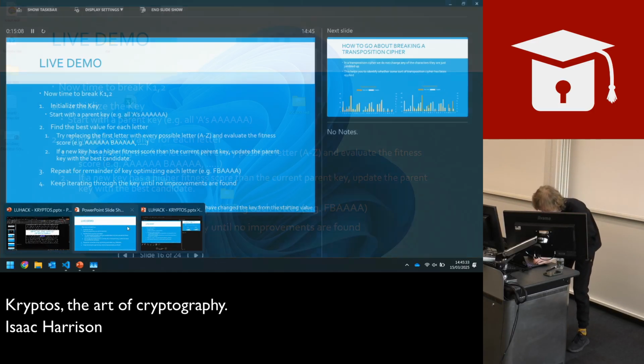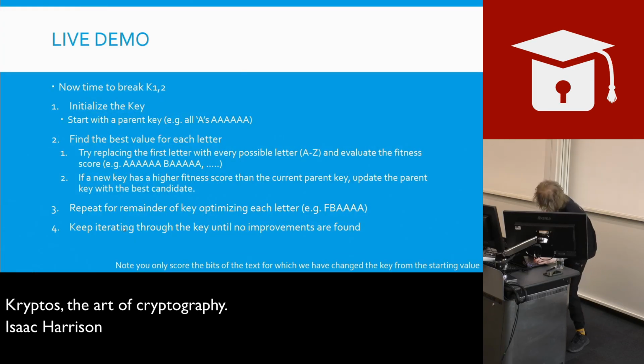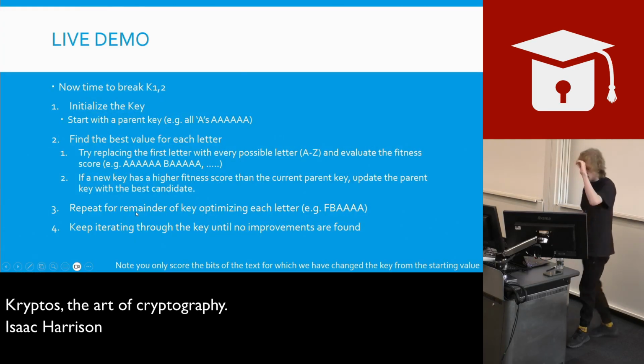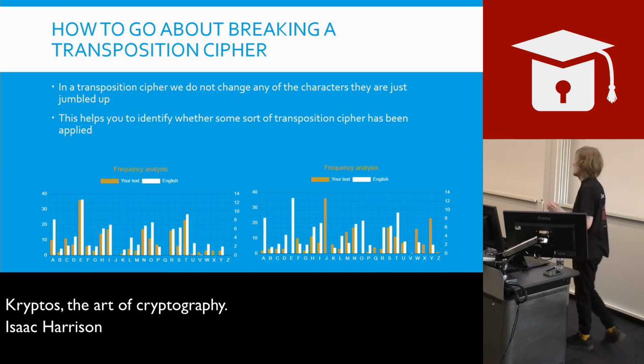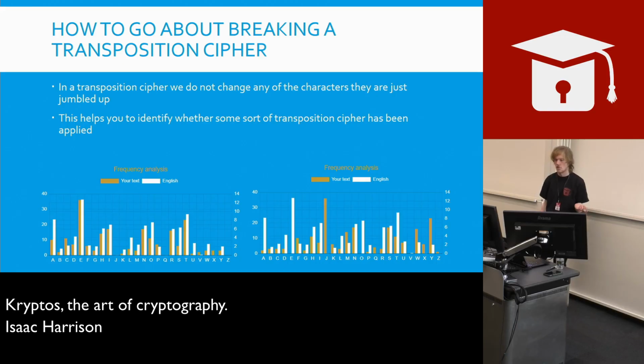I need to go back to my PowerPoint now. There, cool. K3 is a different kind of cipher. K3 is what we call a transposition cipher. So actually, we're not going to change any of the letters anywhere in the text. All the letters that go in at the start come out at the end. We're just going to move them round a bit.